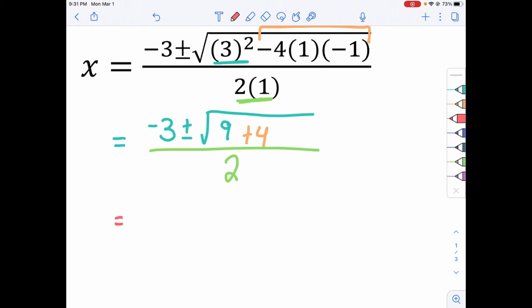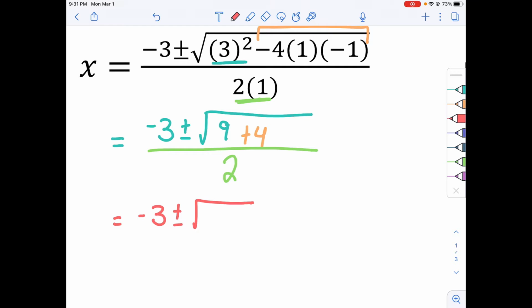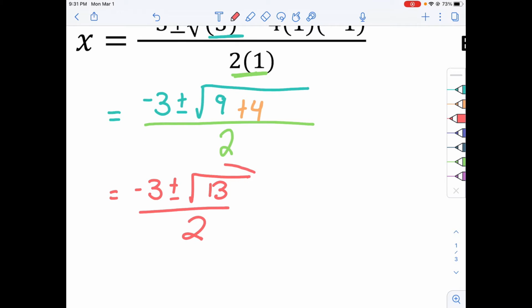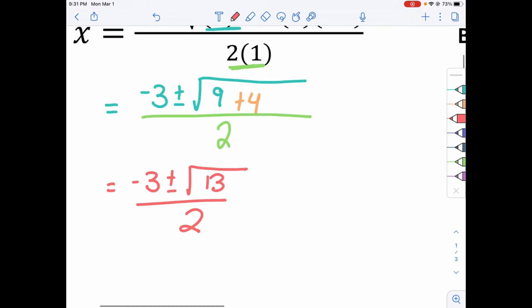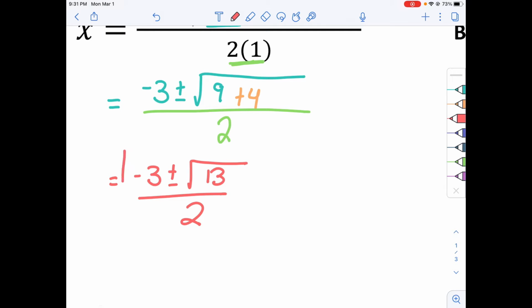So from here we can simplify a little further. The negative 3 is still staying there, plus or minus also still staying there. 9 plus 4 becomes 13, and that's all divided by 2. At this point, if you could simplify the radical, you would need to do that, all right? But in this case, with 13, the only numbers we need to see if it's divisible by are 4 or 9, and neither 4 nor 9 evenly divides 13. So we can't pull a perfect square out of 13. In this case, I like leaving it exact, which this is an exact simplification.